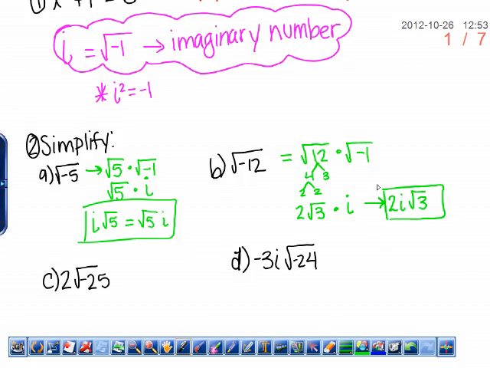Okay, look at C. How am I going to split it to think about it? Okay, so I have 2 times the square root of 25 times the square root of negative 1. Now, are you going to have to write out this step each time? No, you're going to start getting more comfortable with it, but for now, it's a good step to have. So this is 2 times, what's the square root of 25? 5. And the square root of negative 1 is i. So this is 10i.